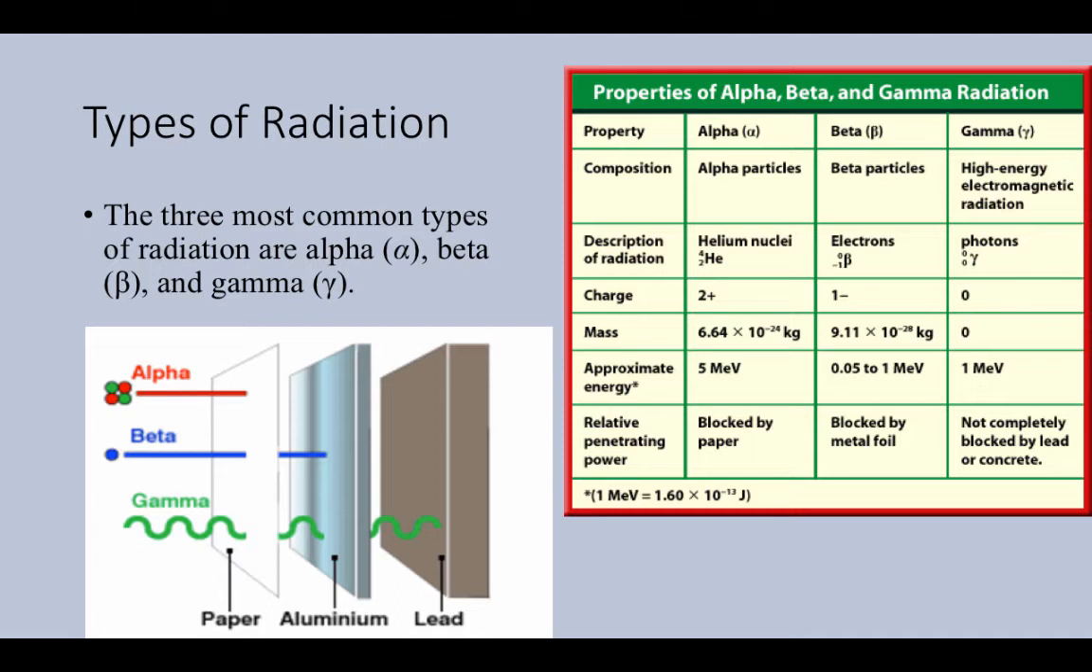The last type of radiation is gamma rays. Gamma rays aren't actually particles. They are high energy electromagnetic radiation, and it's associated with both alpha and beta decay. So whenever alpha and beta decay happen, gamma rays are also produced. These are the most dangerous, and for the penetrating power, or the ability to go through things, you really need a very thick concrete wall or a piece of lead to block the gamma radiation.